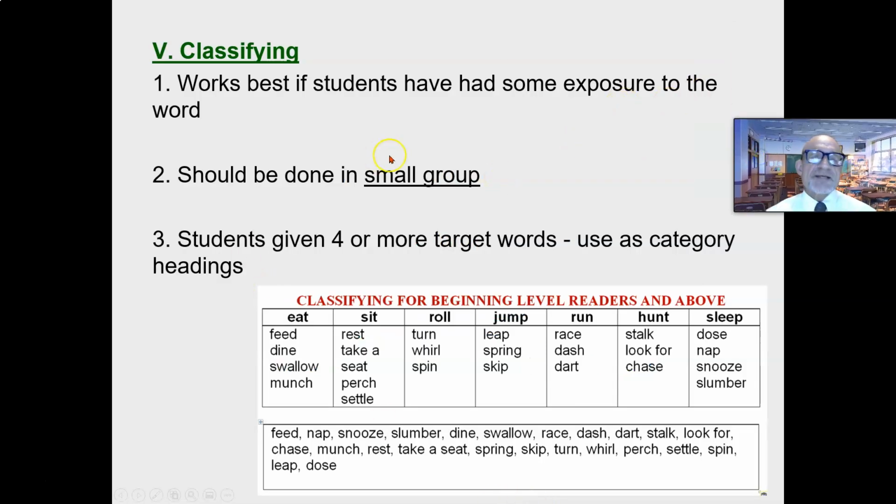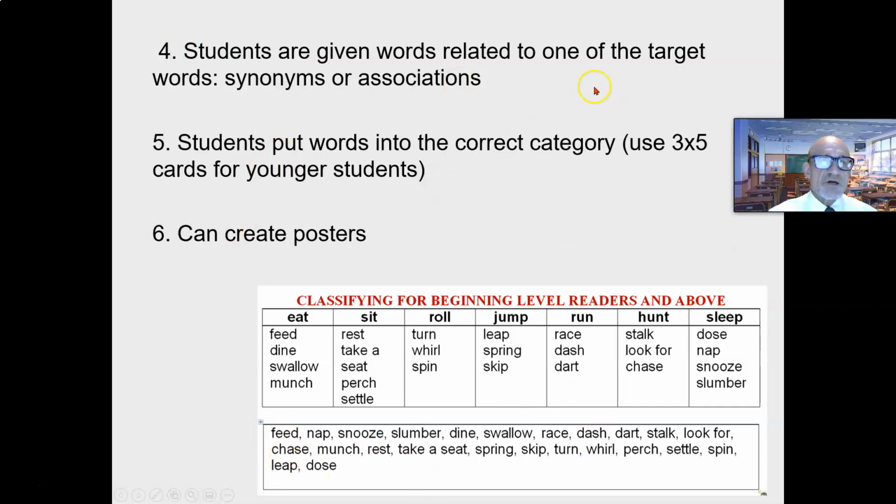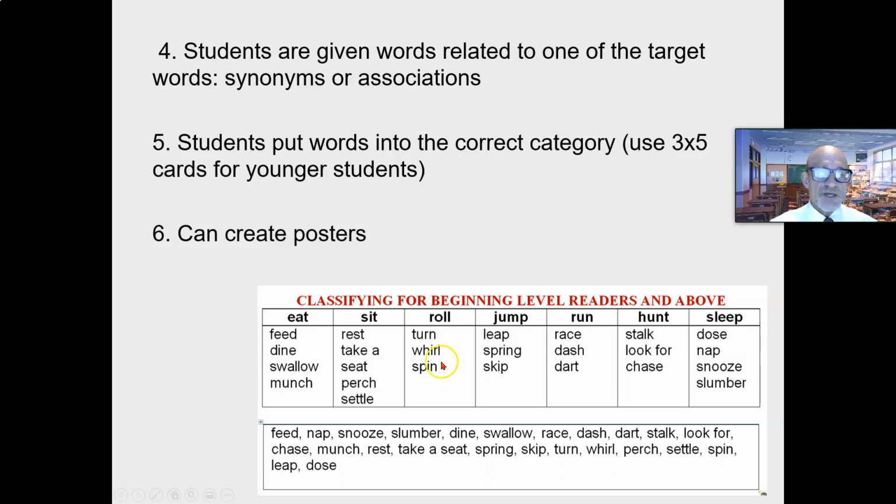Classifying works best if students have had exposure to the word, and should be done in small group. Given four or more target words, these are used as category headings. Given words then that are related, synonyms or associations, students have to put them in the correct category, what things they're related to. With younger students, I use 3x5 cards. With older students, you can simply have them write it in the correct category, and you can create posters.